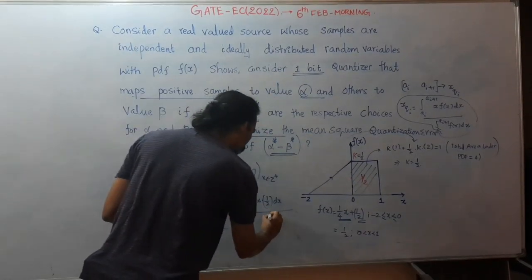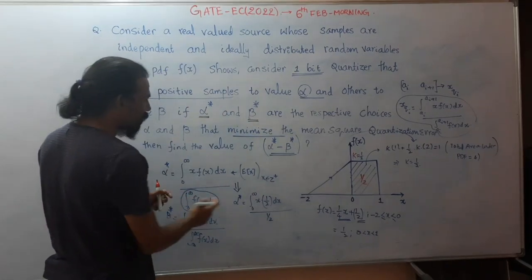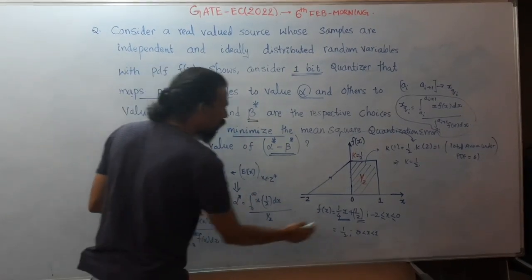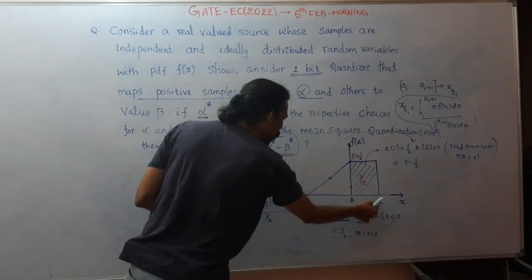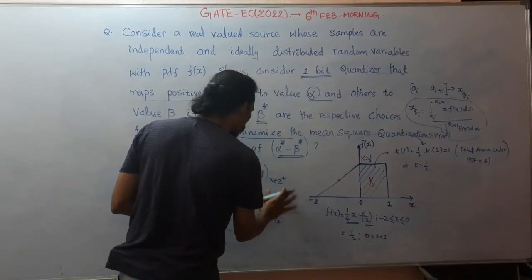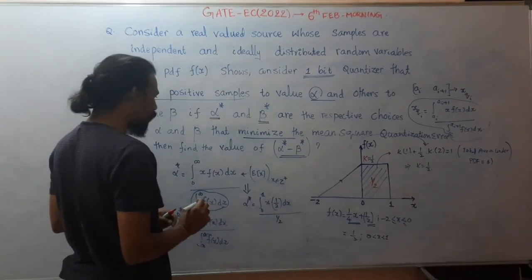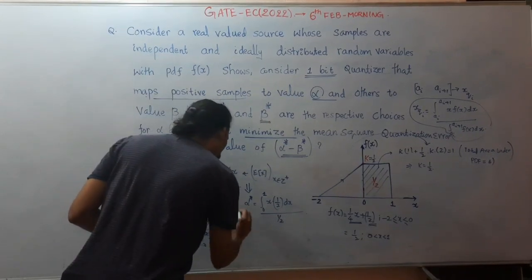So simply I am substituting this is 1 by 2. And moreover, I am changing these limits. Here actually 0 to infinity, but actually the PDF function exists from 0 to 1 only, so I am changing this limit from 0 to 1.